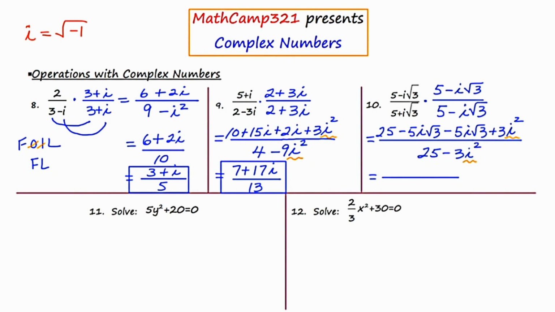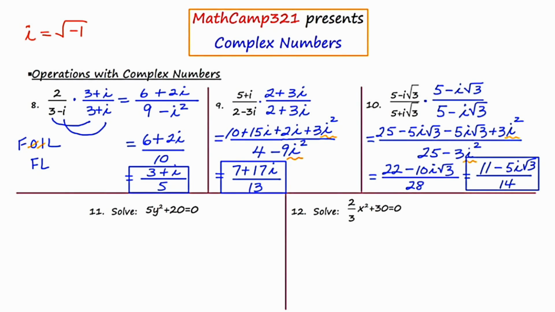I'm going to do the denominator first just because it seems easier. 25 minus 3i squared is really 25 plus 3, or 28. Focusing on the numerator now, the beginning is 25 and the end is plus 3i squared, or negative 3, for a net of 22. And then the minus 5i root 3 minus 5i root 3 is minus 10i root 3. Now every one of these terms is divisible by 2, so I'm going to go ahead and simplify this all the way to the end. So we're going to get 11 minus 5i root 3 over 14.